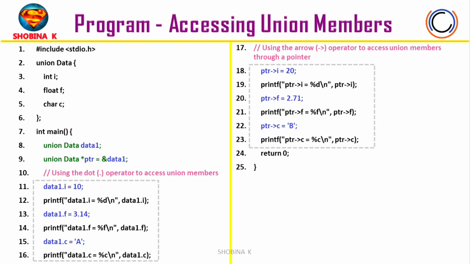Next, we access the union members using the dot operator. In this block, we assign values to data1's members using the dot operator and print them. Note that each new assignment overrides the previous value because a union can hold only one member value at a time. Next up, we access union members using the arrow operator. In this block, we assign values to data1's members using the arrow operator through the pointer ptr and print them. Again, each new assignment overrides the previous value. Finally, the return statement, which indicates successful execution.